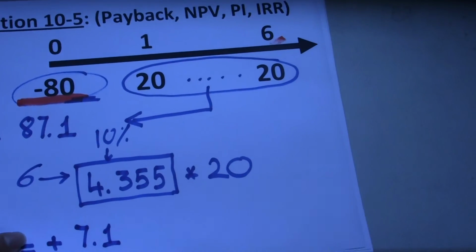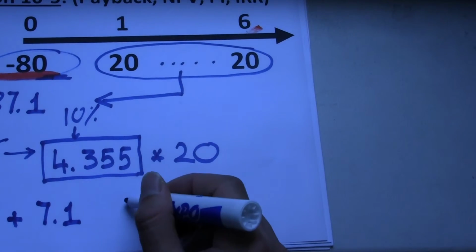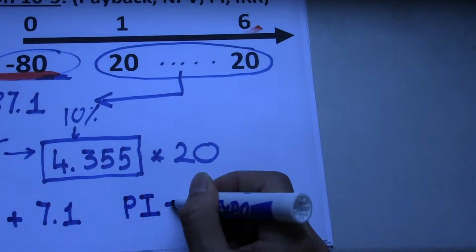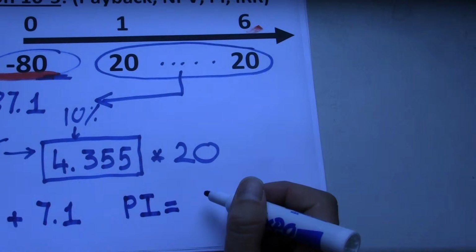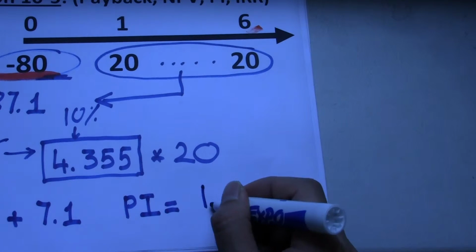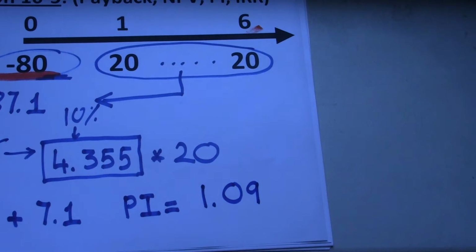In part C, you have to calculate the PI, and the formula for PI equals the PV divided by the initial outlay. The PI in this case equals 87.1 divided by 80, and PI equals 1.09.